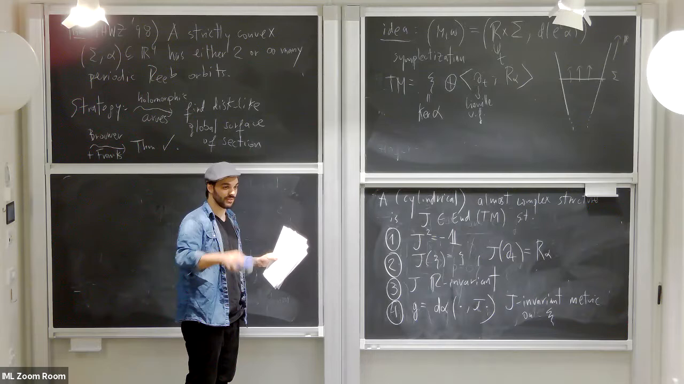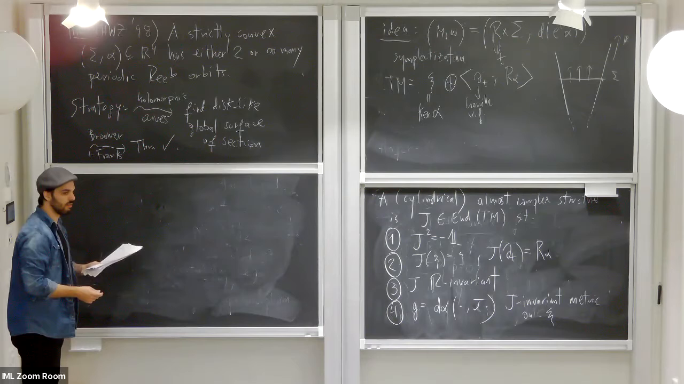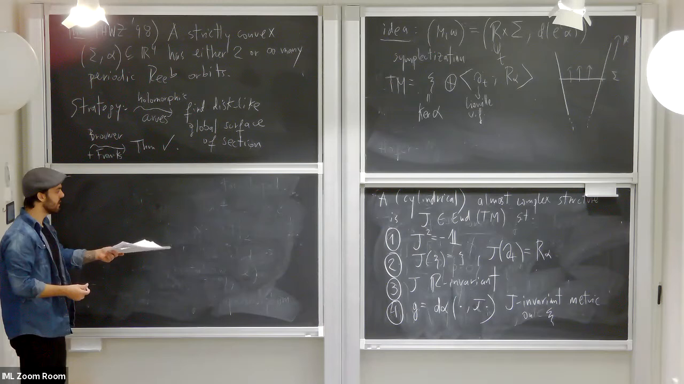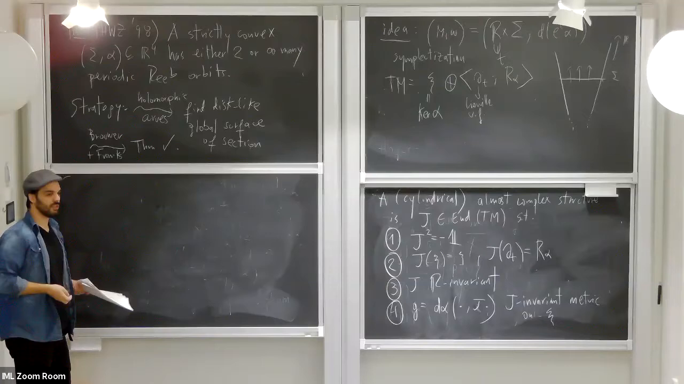Does such a J always exist? Is it easy to see? Yeah, it's not hard. You can write it down in a model. The standard integrable J on C2 preserves xi, but it's not exactly R-invariant, though it is up to some factor. So you need to change that factor, and then you make it satisfy these conditions.